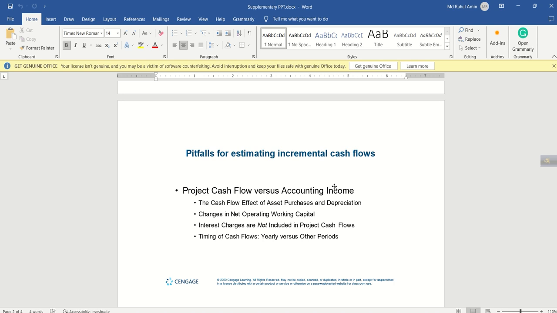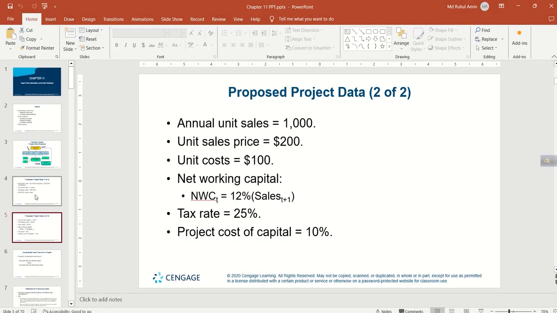And changes: say last year net operating working capital was $500 and this year it was 550. So what would be our change in operating working capital? Definitely 550 minus 500 would be 50. If 50 is the increase in net operating working capital, that means the company actually invested $50 more in inventory or other current assets.